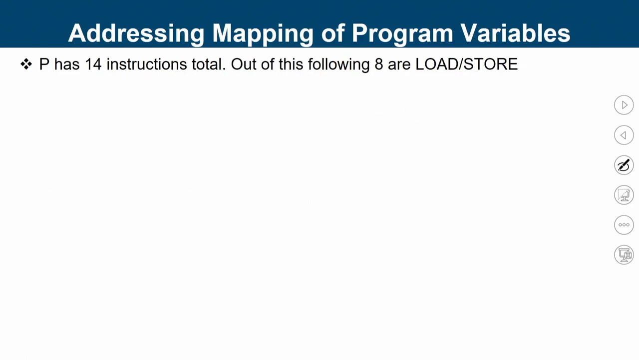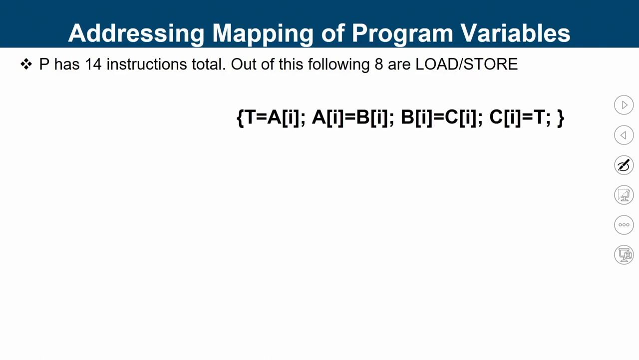Now let us see, P has 14 instructions in total. Out of this, let us try to understand what the structure would be. So the program is all about: first I copy from A of I to T, then B to A, C to B, and then T back to C. So in each of these, let us consider each one. There are basically 4 steps here now.